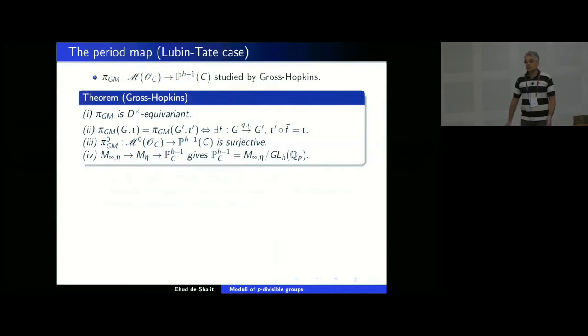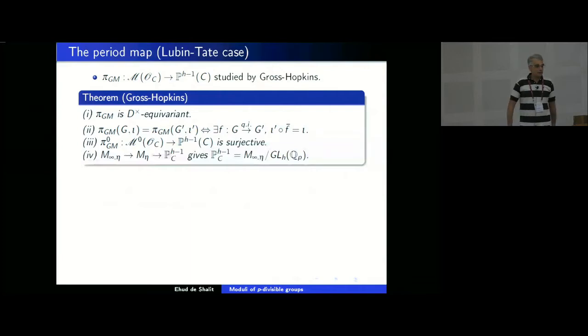First of all, the map is D star equivariant. Remember, D was the division algebra of invariant 1/h over Q_p, which acted on the moduli space. It also acts on P^{h-1} in the obvious way. When you extend scalars to C, D becomes a matrix ring, so D star becomes GL_h of C, and it acts on P^{h-1} by fractional linear transformations. Of course, there's a choice of coordinates involved, but up to a linear change.